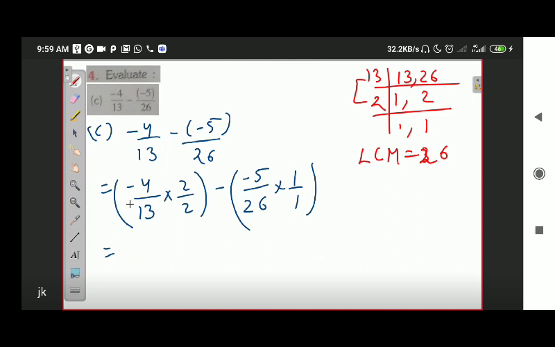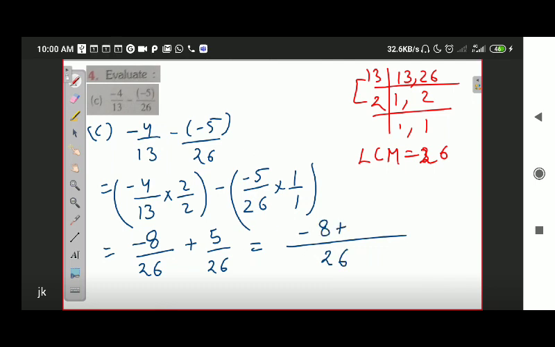In this manner, the first term of the question became minus 8 upon 26, and for the second term, minus sign and minus sign becomes positive 5 upon 26. Once the denominators are same, we take the common denominator and write the numerators as they are. Minus 8 plus 5 is minus 3 upon 26. This is your final answer.